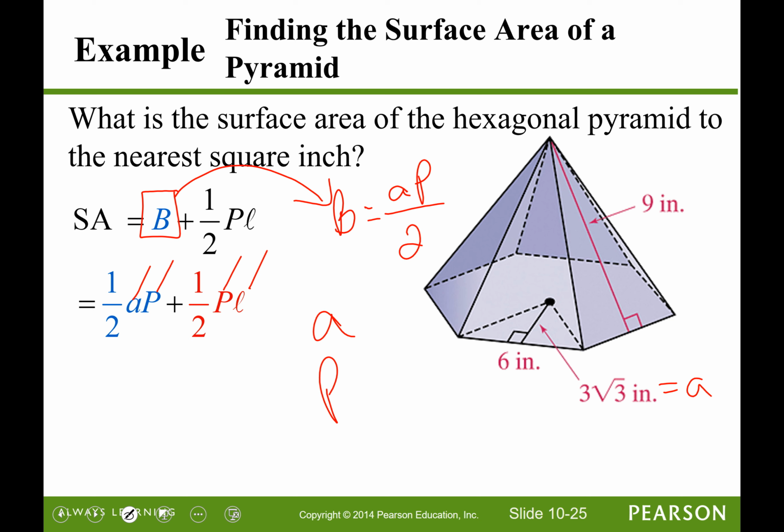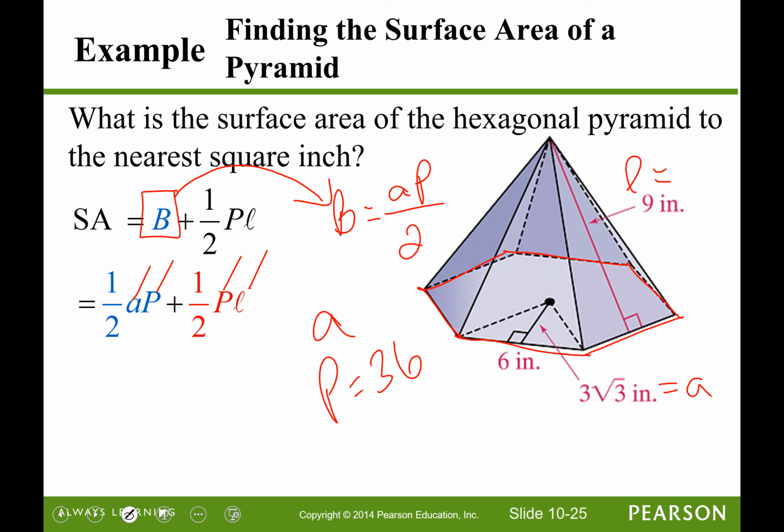Capital P for perimeter of the base, that's just 6 times 6. So we've got perimeter equals 36 linear inches. And then slant height, oh, which we have that as well, it's 9. All right, so this will be nice.